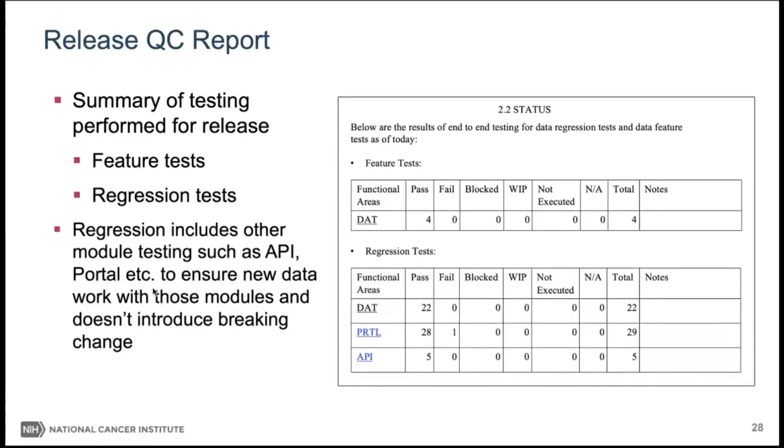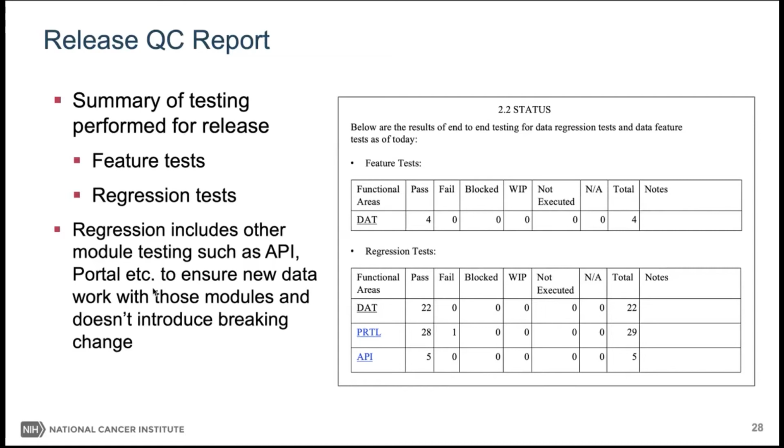At the end of release QC testing, a release QC report is generated. The release QC report summarizes the feature and regression testing performed for a given data release. The summary contains the number of passed, failed, blocked, and total tests performed in both feature as well as regression test cycles, with a link to the test cycles in the Jira tool. At GDC, Jira is used to manage the test cycles and defect tracking.